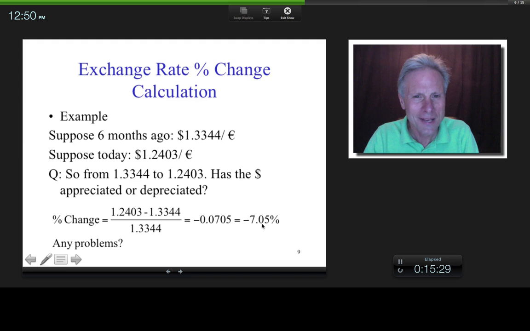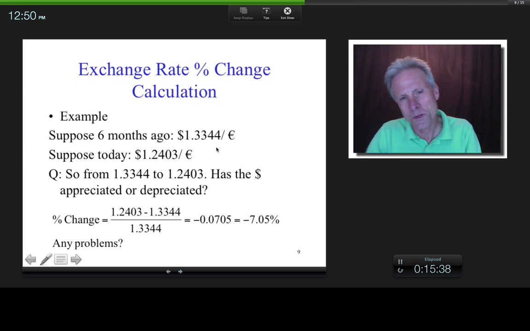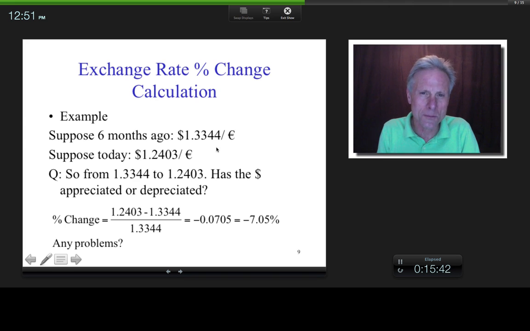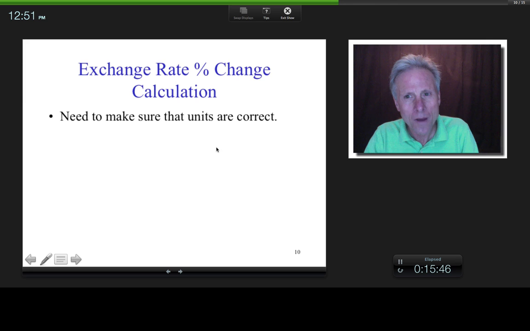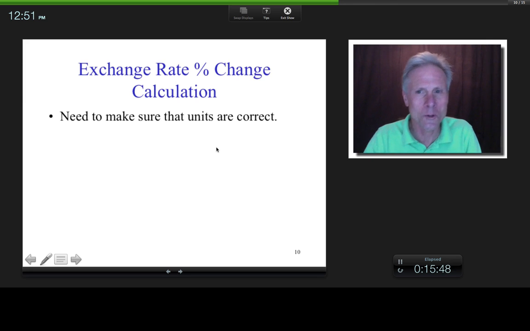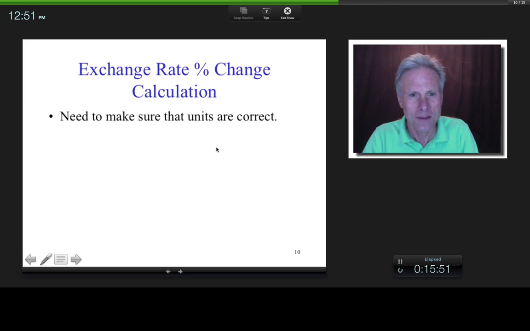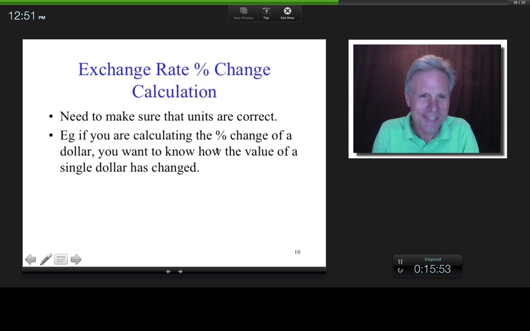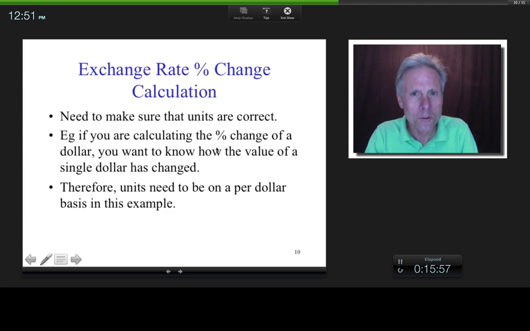But in any case, if you're going to talk about a dollar, what has to be on the bottom here? Euros or dollars? Dollars, right? If you want to see how much a single dollar has changed in value, then you've got to put the units in terms of on a per dollar basis. So step one is make sure the units are correct. Okay? And in this case, we're looking at how much a single dollar has changed. And so therefore, the units have to be on a per dollar basis.